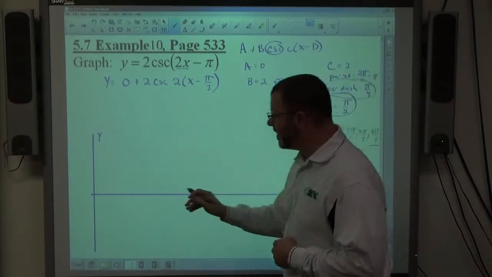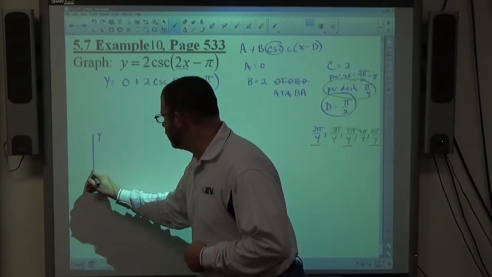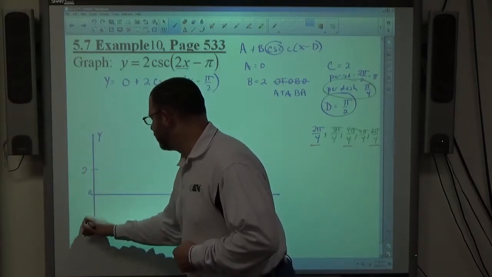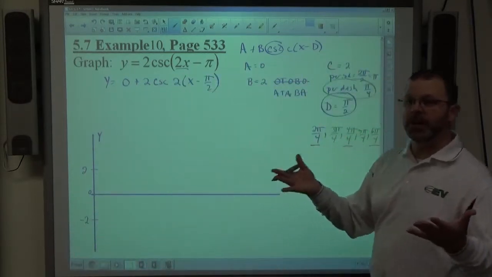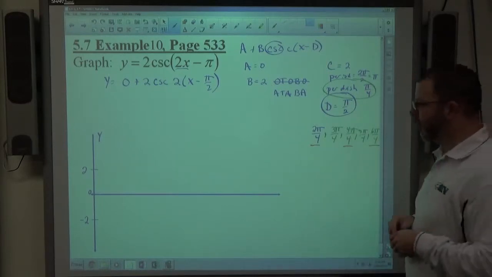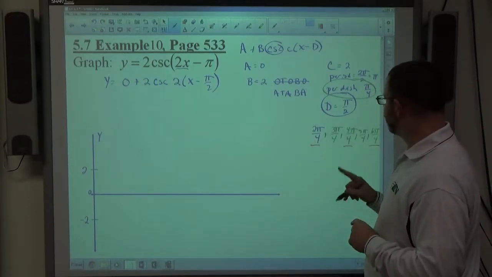Our center line is 0, and we're going 2 spaces up and 2 spaces down. Again, with secant and cosecant, you've been going up to infinity, down to negative infinity. So don't go way up there. Go up a little bit and make sure there's some graph space above there to allow the graph to flow up to positive negative infinity.